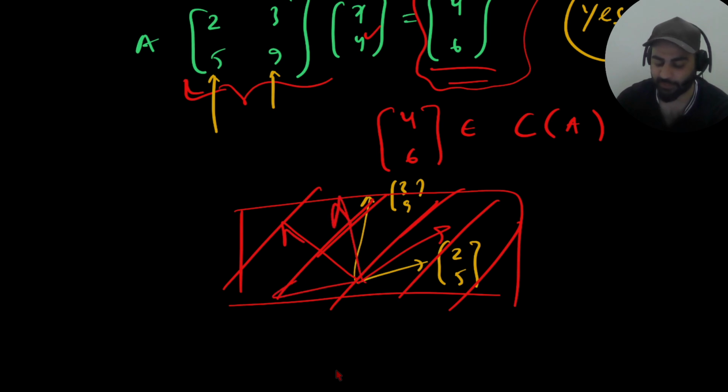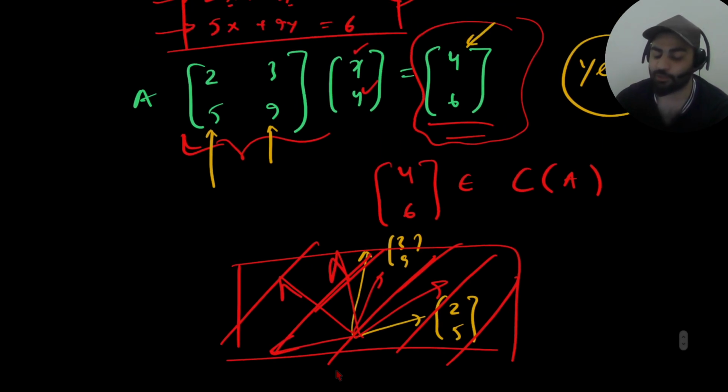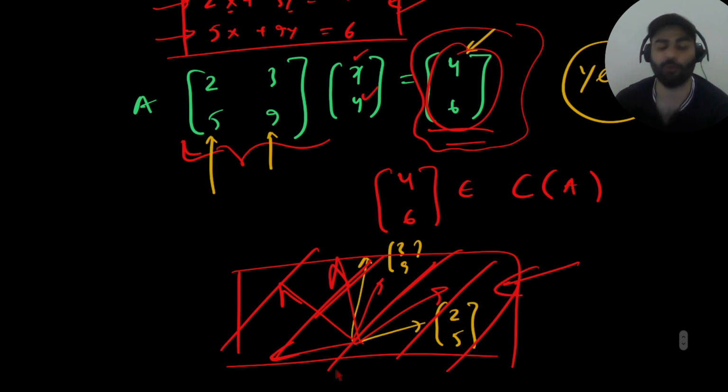You can get this vector. You can get any vector from these things. So (4, 6) basically lies on the plane now. So you can get this (4, 6) out of this.